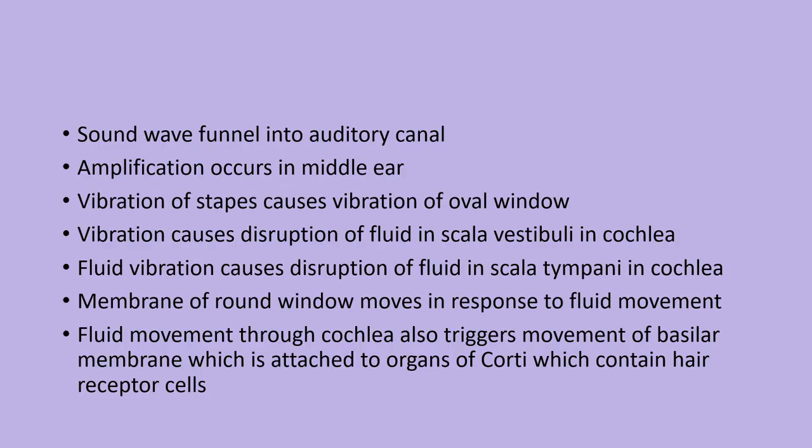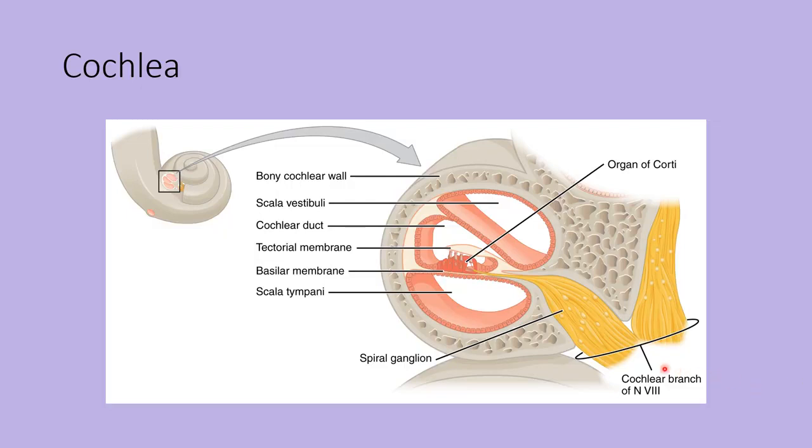As that fluid is moving in the cochlea, it's going to trigger movement of the basilar membrane, which is attached to the organ of Corti, which has those hair receptor cells. So here's where your fluid is moving. First through here, it rounds a corner, and it's moving back out through here. Right here is that basilar membrane. And the cochlear duct, this is a third opening, if you will, that has the basilar membrane right here. Here's the organ of Corti, which has the hair cells on it.